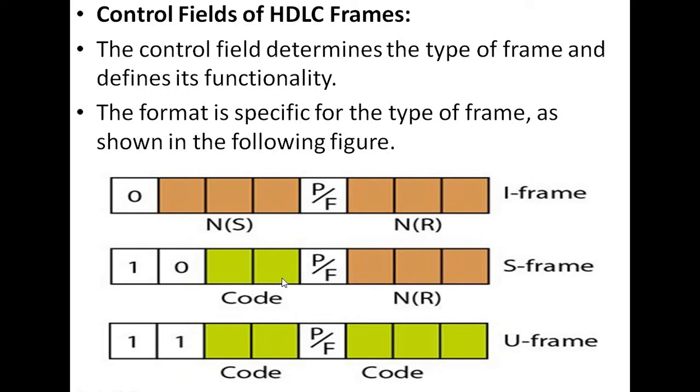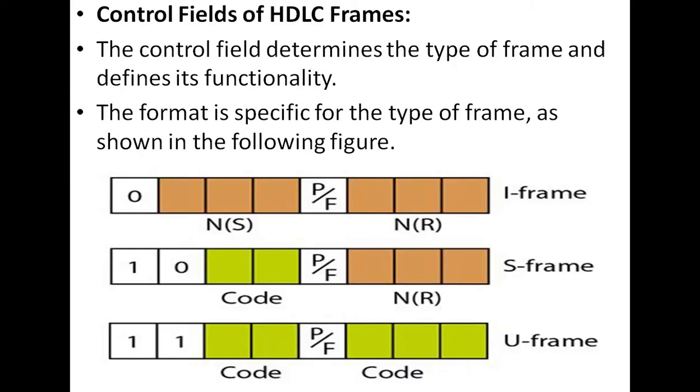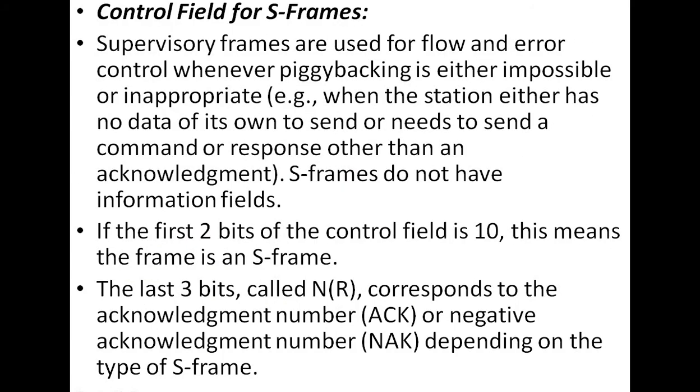Okay, so how many types of S frames are there based on the control field? There are 4 types of S frames. What are they? RR S frame, RNR S frame, REJ S frame, and SR S frame, that is selective reject S frame. Okay, so this is all about the S frame. We may go through the notes about the S frame.